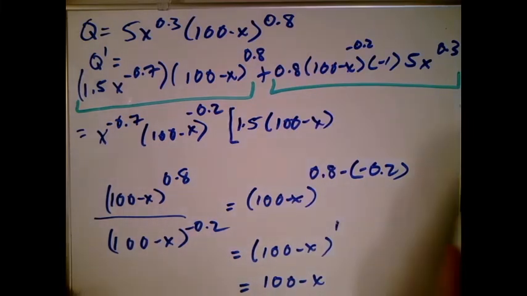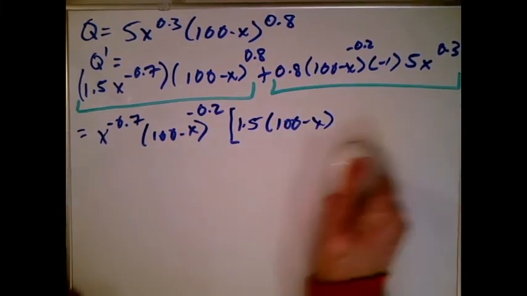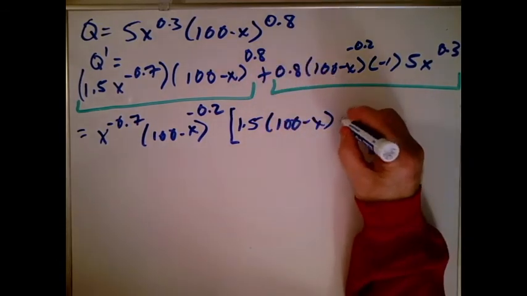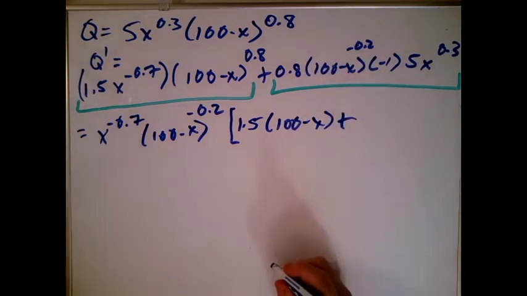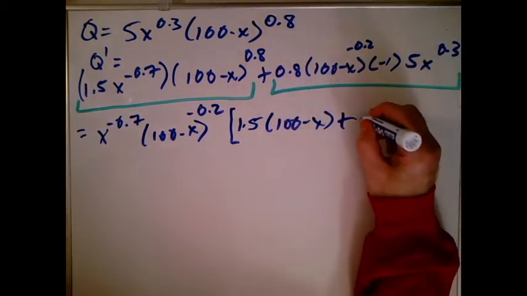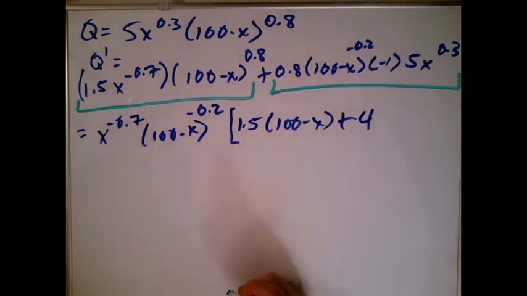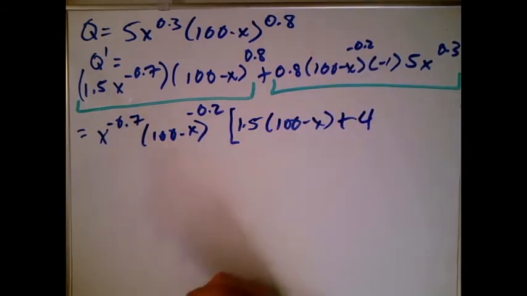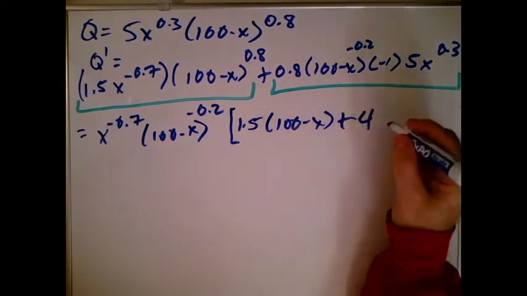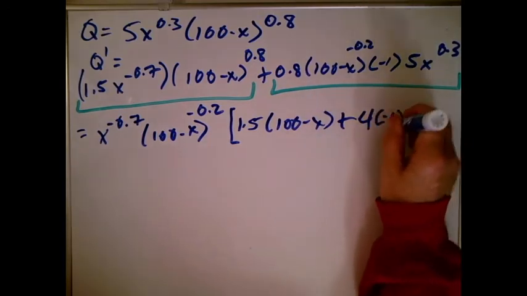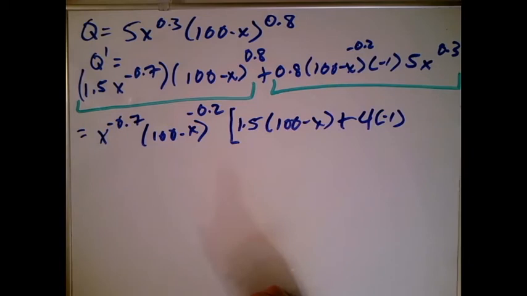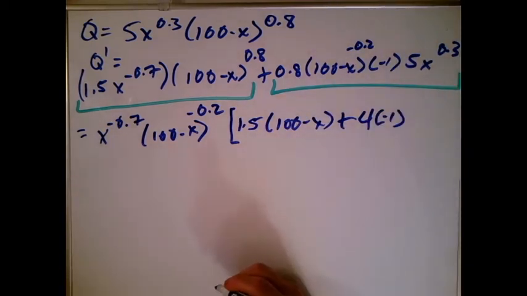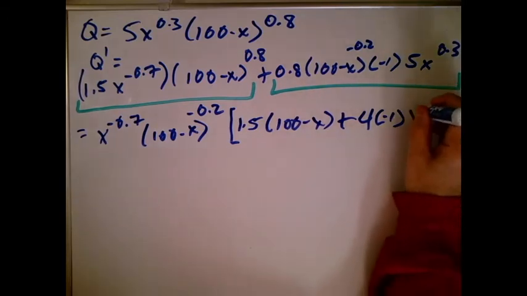And we've now taken the common term out of the first blob. There is a second blob, the plus sign's still here. I go like this. Now the constant's still there. 0.8 times 5 is 4. So I'll do that. (100 minus x) to the minus 0.2 divided by (100 minus x) to the minus 0.2, that's just 1. That's fine. The minus 1 is still there. What do we have here? I have x to the 0.3 divided by x to the minus 0.7. Well, that works out the same way it did before. This is just x.